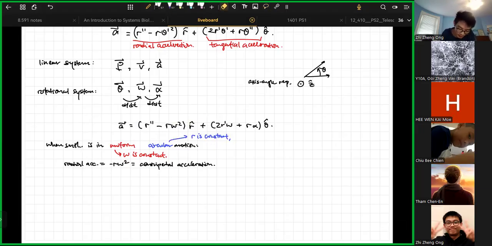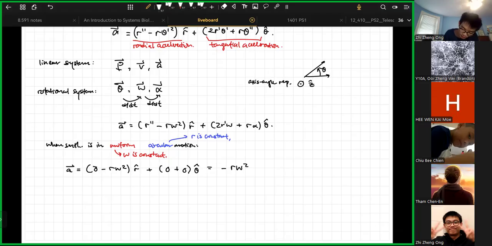So that means the total acceleration will be 0 minus r omega squared plus 0 plus 0. So at the end of the day, it's just negative r omega squared in the r hat direction, and that's the centripetal acceleration. Cool. Thank you so much. Any questions on that?